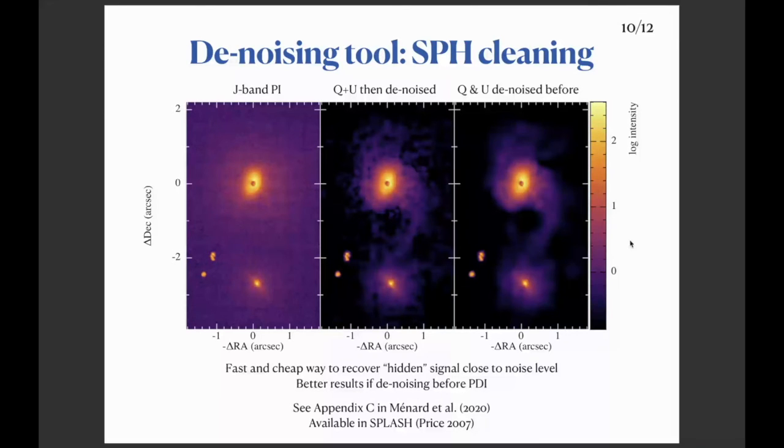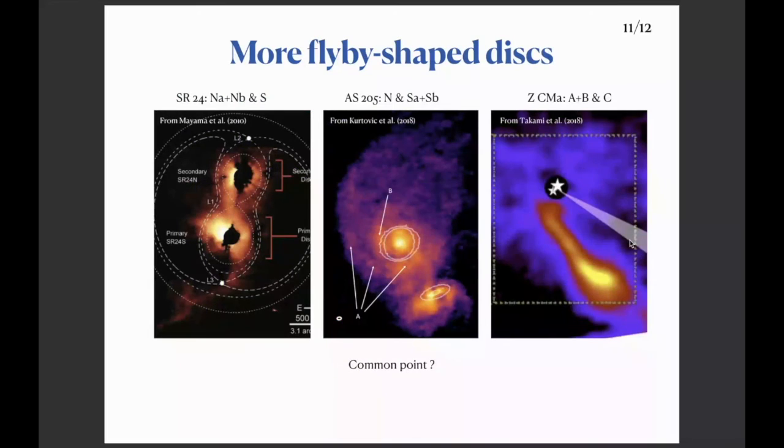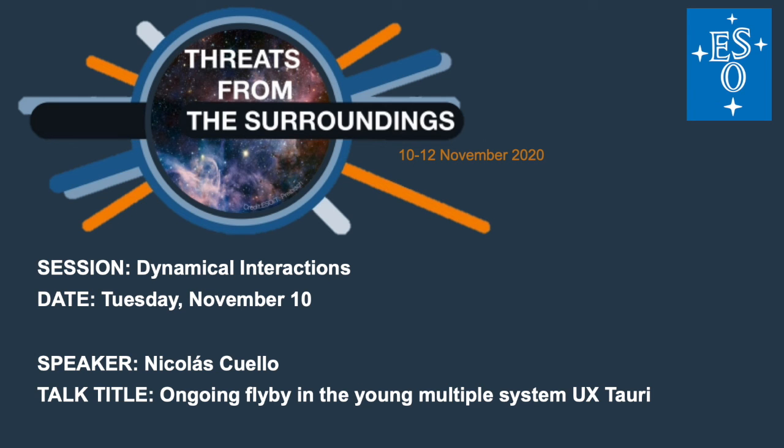And lastly, here are some more flyby-shaped disks. We have SR24, AS205, and Z Canis Majoris on the right. These are all multiple systems, with at least two stars. And the common point is that you can see that there is a lot of material.